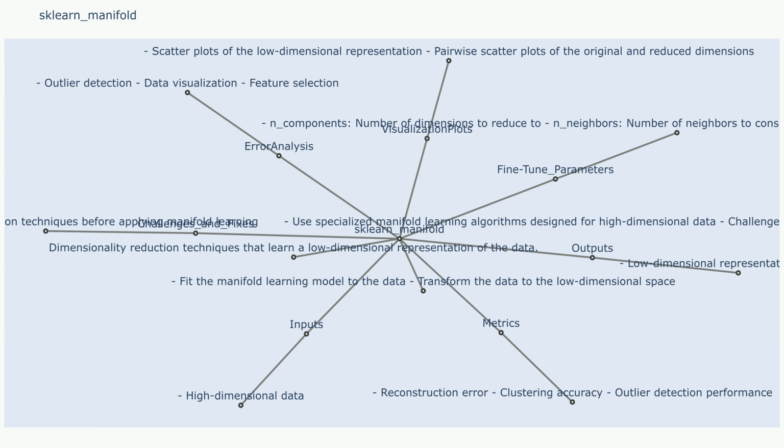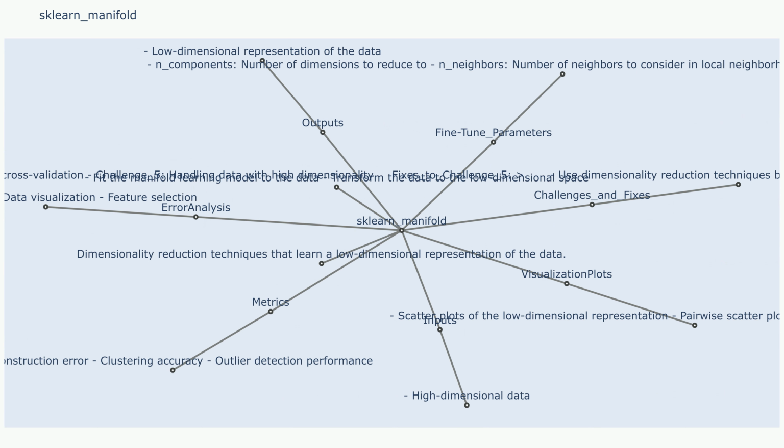Outputs. Output 1: reduced dimensionality data, a 2D array where each row represents a data point and each column represents a feature in the lower dimensional space. Output 2: reconstruction error, a measure of how well the original data can be reconstructed from the lower dimensional representation.